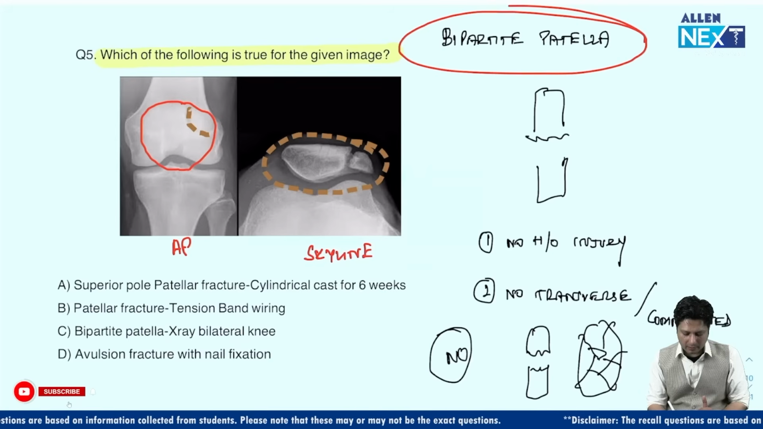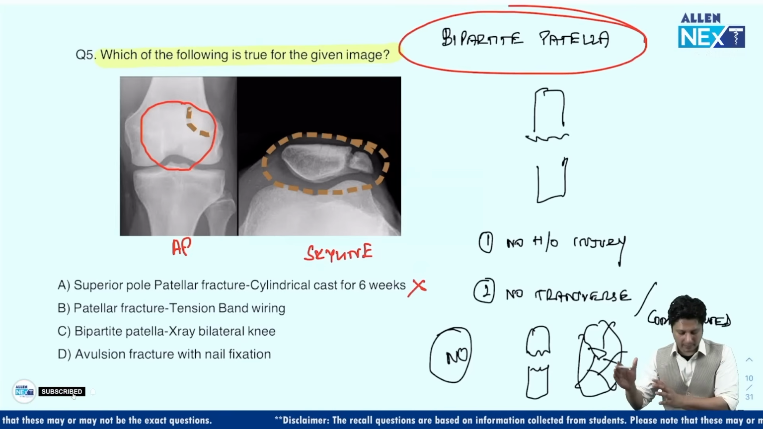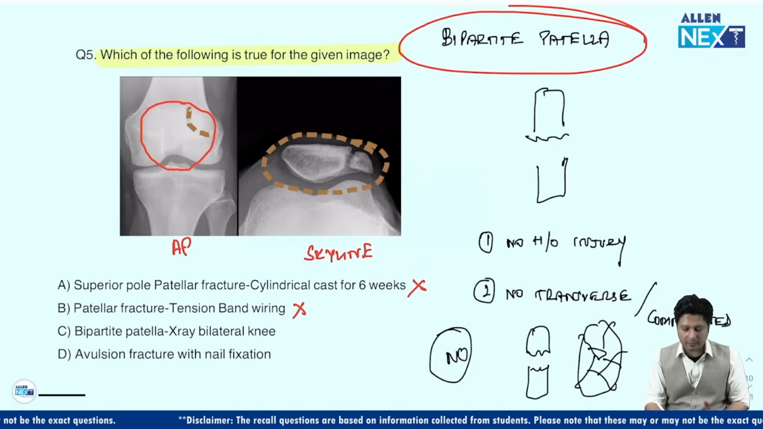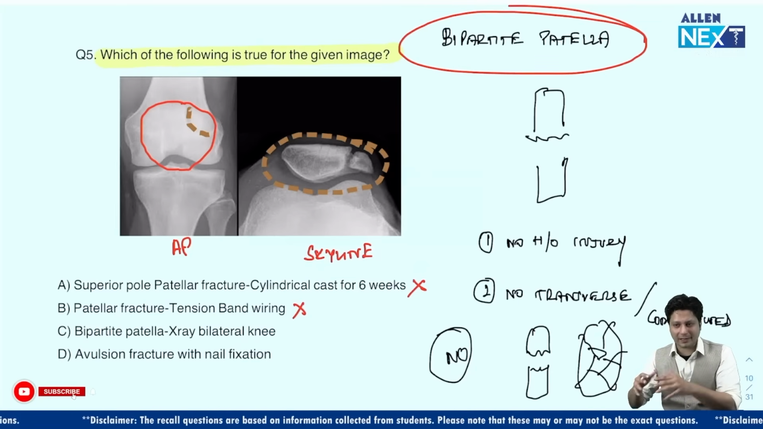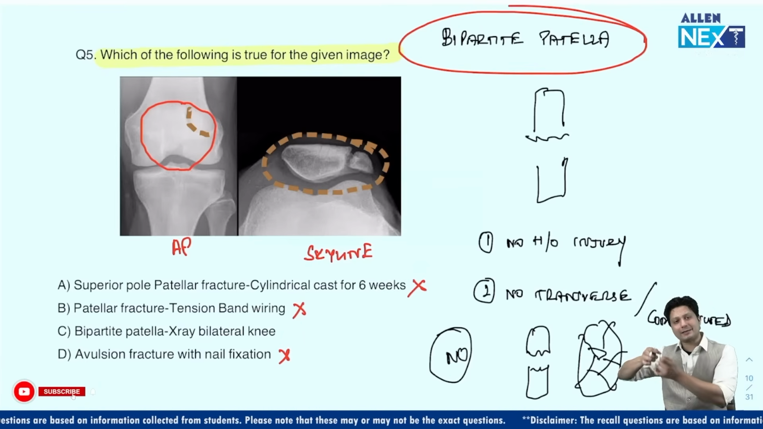If you look at option number 1, superior pole patella fracture which requires a cylindrical cast for a period of 3 weeks, obviously no, this is not the answer because this is not a fracture of the patella. Second, patella fracture tension band wiring, no, because this is not a fracture of the patella, no tension band wiring is required. Is it the avulsion fracture which requires nail fixation?